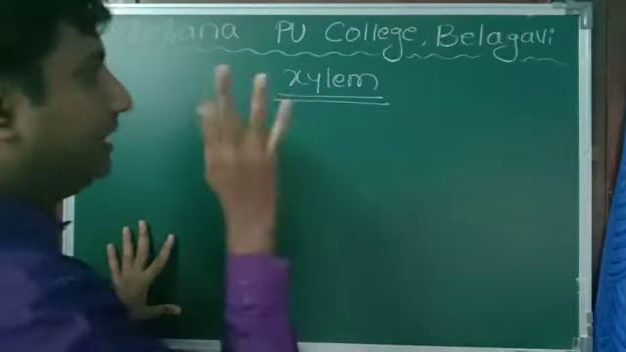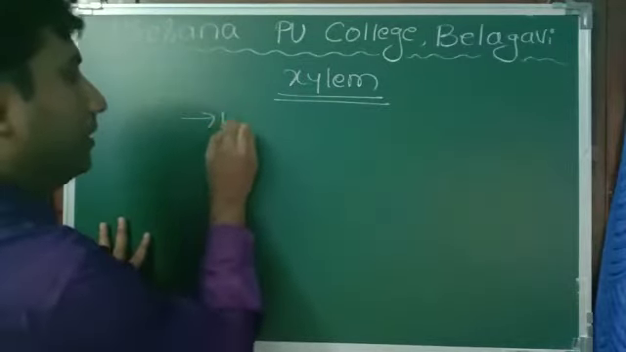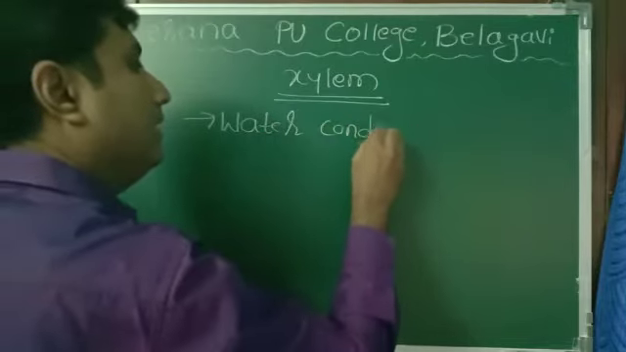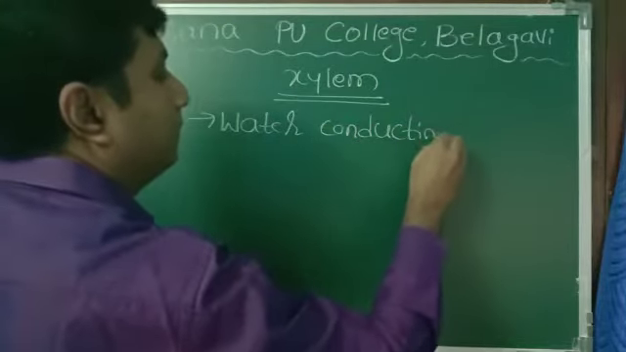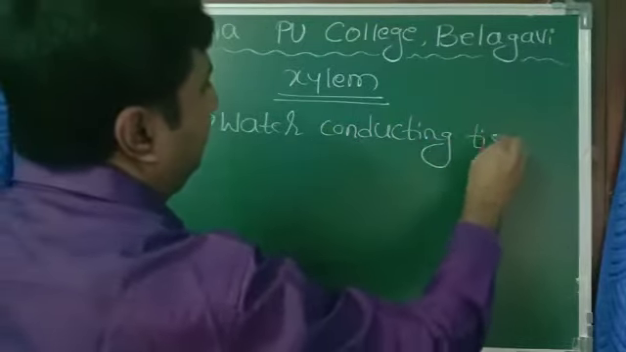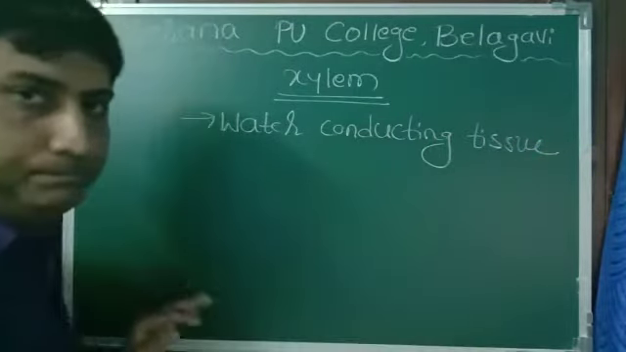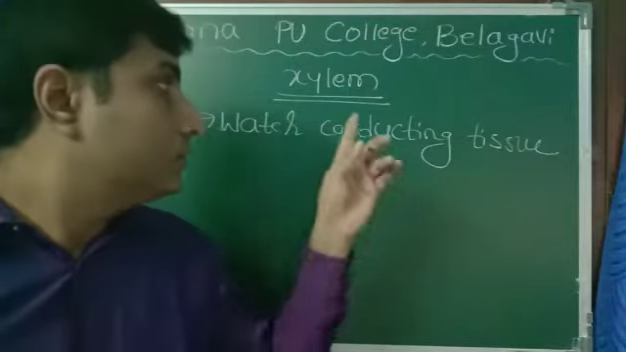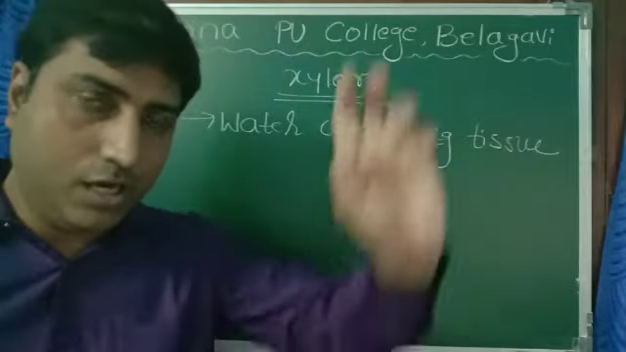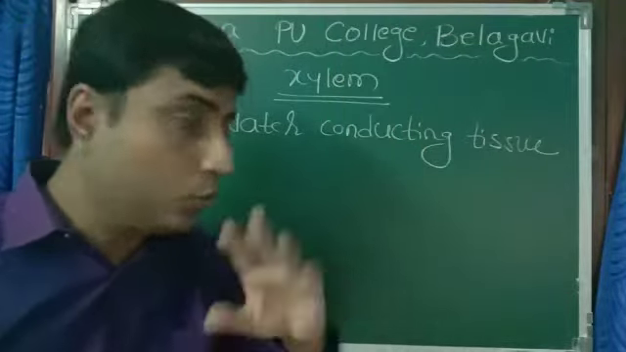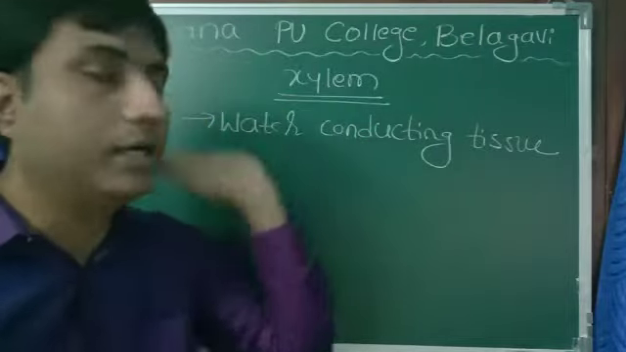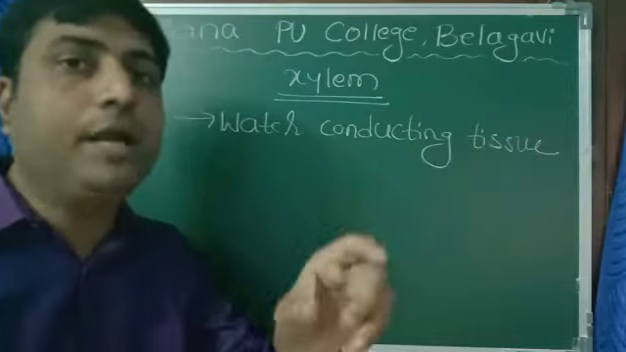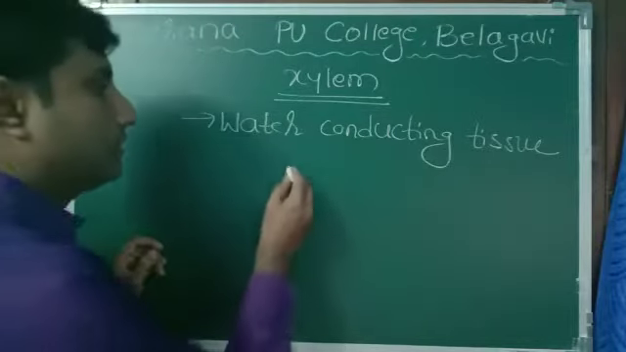We know xylem is water conducting tissue, all along the length of the stem. So the water absorbed by the root conducts through this. It is water conducting tissue. Now why is it complex permanent tissue? It is made up of different types of tissue. Which are those?